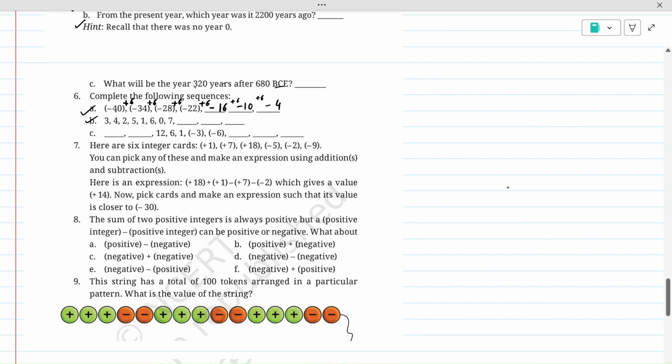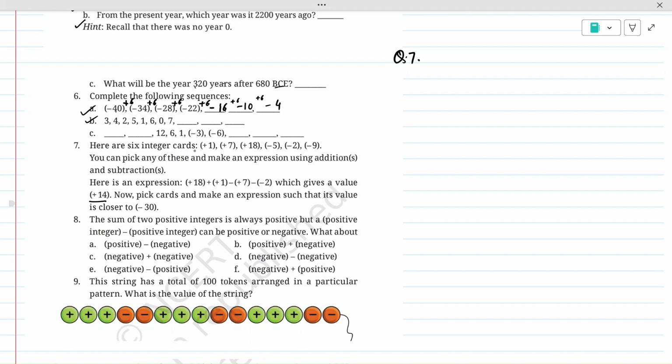Next, we have question number 7. Here are 6 integer cards. So we have 6 cards with these numbers. You can pick any of these and make an expression using addition and subtractions. We have to use addition or subtraction operators here. Here is an expression which gives us a value of 14. So if we write all these numbers using these operators, positive and negatives, addition and subtractions, we are getting the value of 14. Okay.